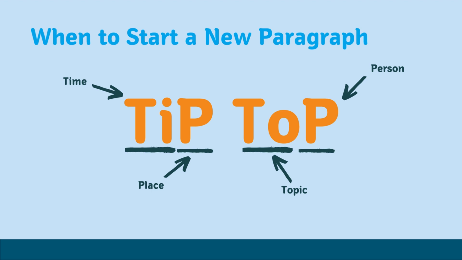So for example, if you're moving a week in the future in your writing, start a new paragraph. If you were describing one place and then began describing another, that would need a new paragraph too. If the topic about which you are writing changes, then the paragraph should be different. And if the person about whom you're writing changes, that should be a new paragraph too. So this doesn't have to be too difficult, but it might just take some practice getting used to it. But try and remember tip-top, and this will help you remember when to start a new paragraph.